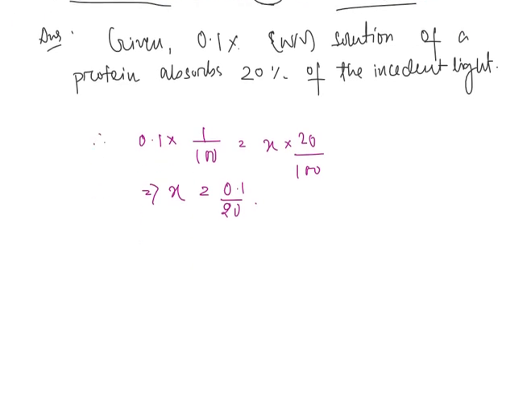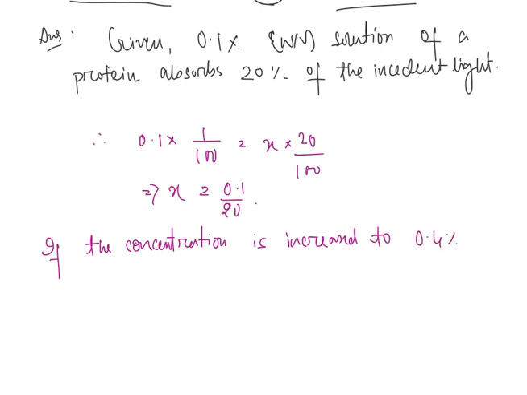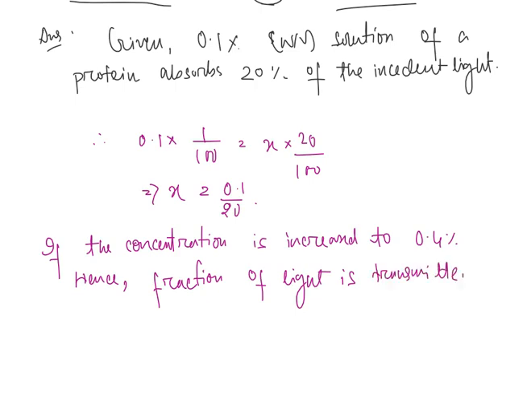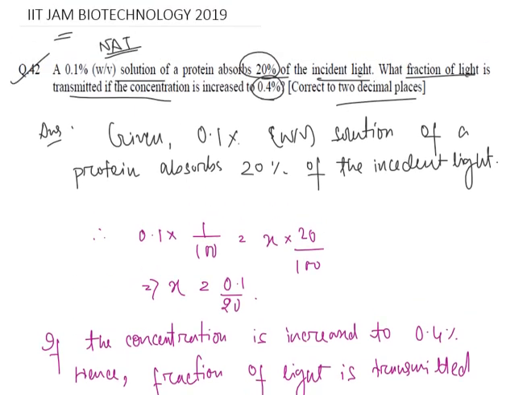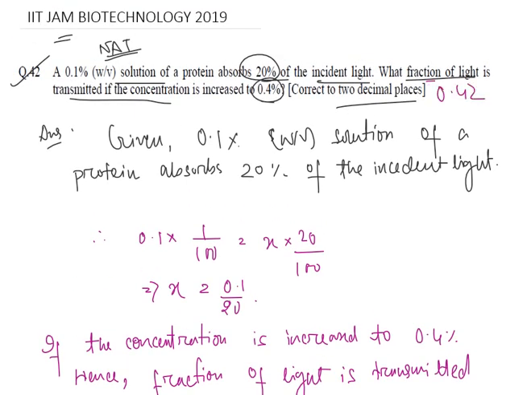If the concentration is increased to 0.4%, hence the fraction of light transmitted is equals to 0.42. So our correct answer is 0.42.